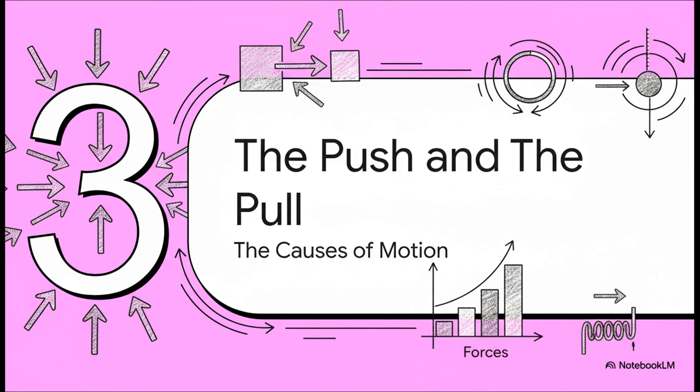Okay, so we're getting pretty good at describing motion. But why does it change? What causes that acceleration curve on our graph? The answer is forces, the pushes and the pulls of the universe that are actually causing things to happen.